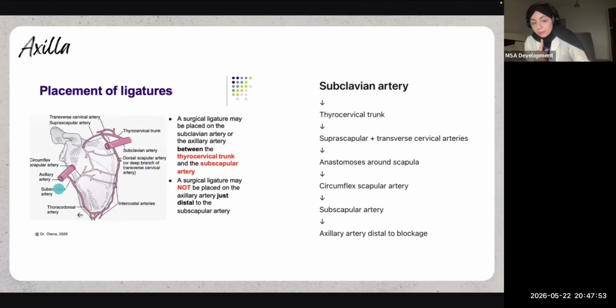If I were to clamp after the subscapular artery, I'm going to be in big trouble. This anastomosis won't work. But if I were to clamp anywhere here before the subscapular artery, I'm good. I can clamp or stop the bleeding. And this is an easy flow chart for how the artery moves.